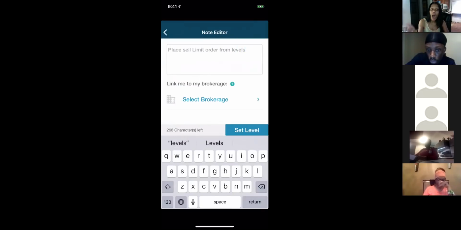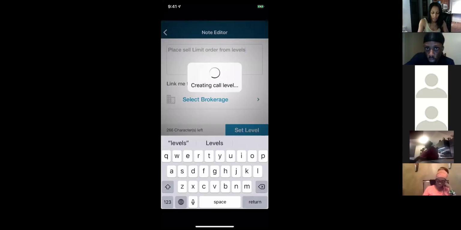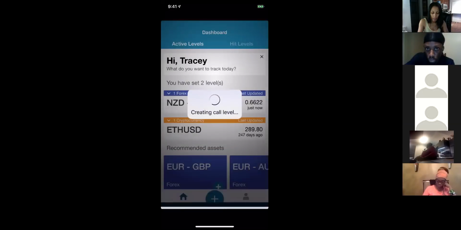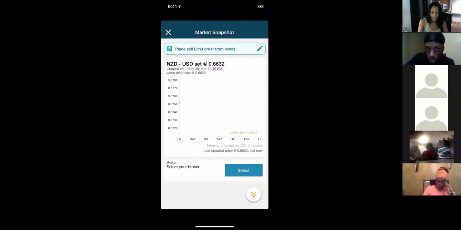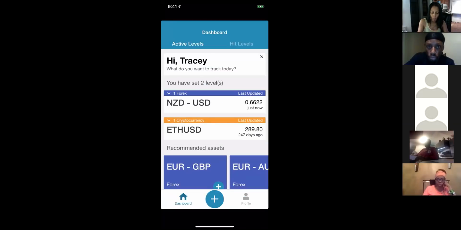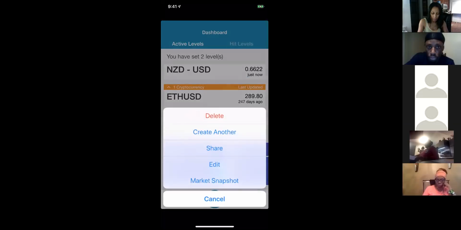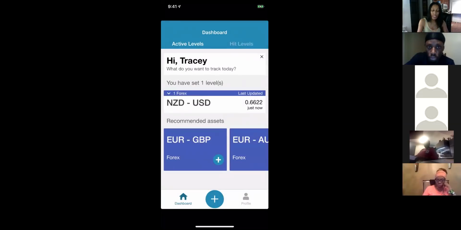So when it goes off on your phone, you might be busy and you look and you say, oh, yes, I need to place my sell limit order for levels. So then I'm going to tap on set level. And that's it. Now you can see what it is. Okay, so now if I go back to my home screen, let me take this out because I don't need this. You can see it says NZD USD.